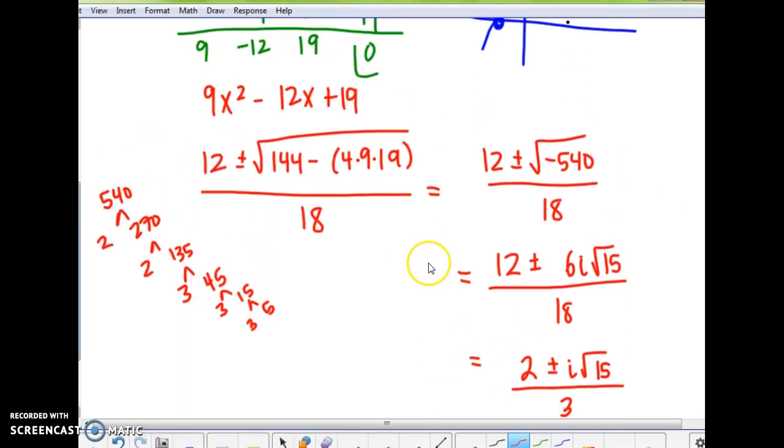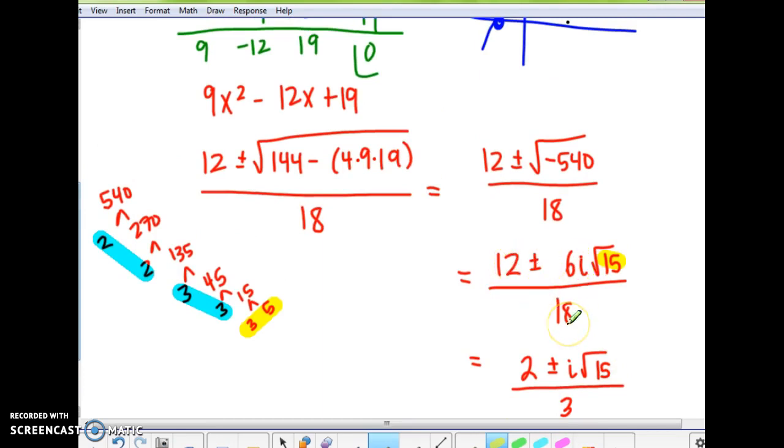Okay, so quadratic formula, you're going to get 12 plus or minus radical negative 540 over 18. I did the factorization of 540. So remember we pull out pairs. I pulled out a pair of 2's, a pair of 3's. What I was left with was 3 and 5, which is why I have 15 in the numerator. 2 times 3 gives me 6. The negative turns into i.